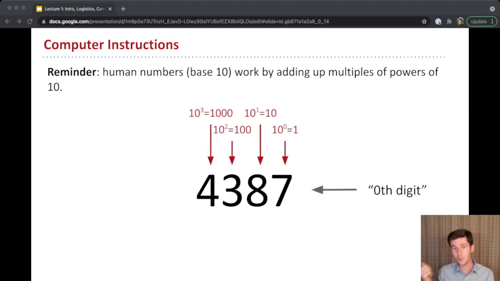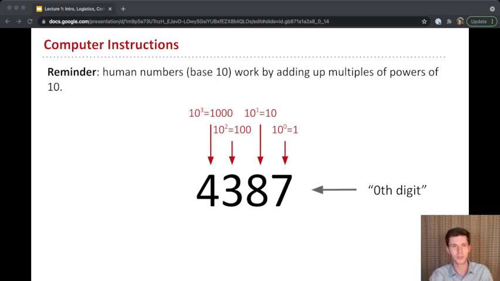So we always start on the right. The rightmost digit here is a 7. It's the 0th digit because it corresponds to 10 to the power of 0, which is equal to 1, right? It's the ones place. The next digit over is an 8 here. It's 10 to the power of 1. So the tens place. Then the next digit over is a 3 here, which corresponds to 10 to the power of 2, so the hundreds place. And finally, the last digit in this number, or the first if you're reading from left to right, corresponds to 10 to the third, which is the thousands place.